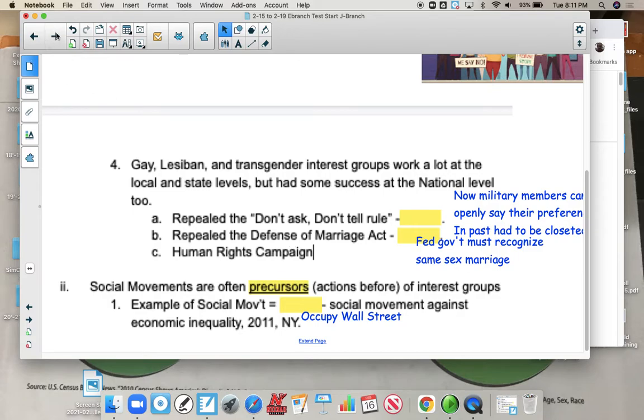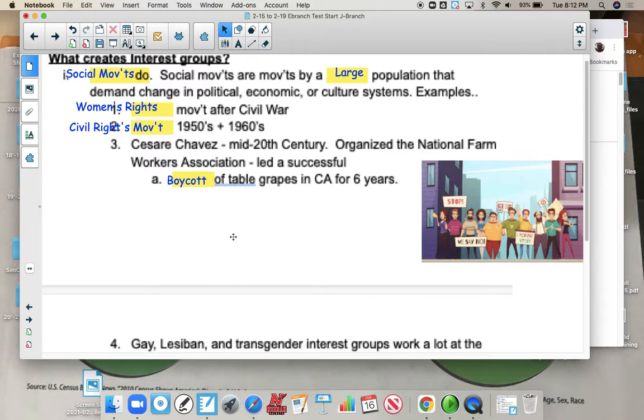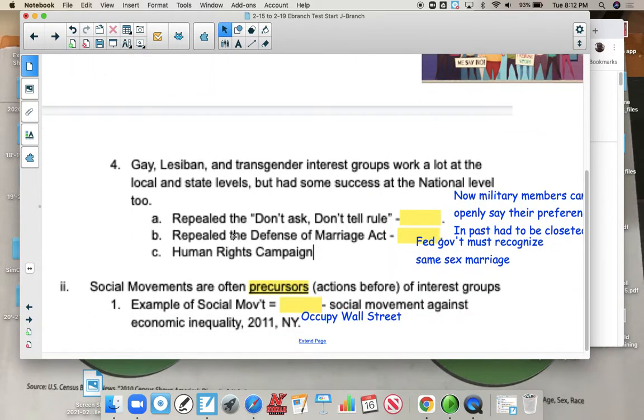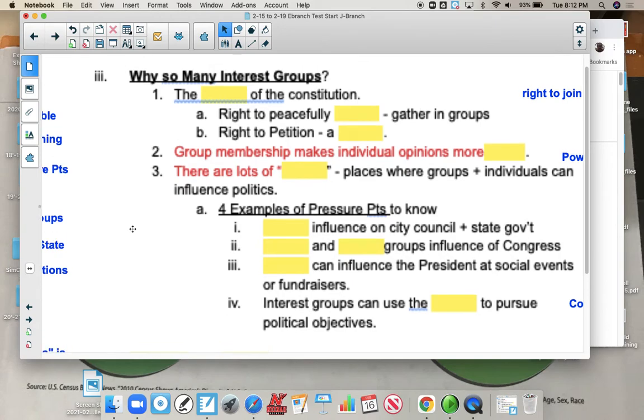Okay? So all this is, again, what creates interest groups, and we're finding that it is large populations of people that are demanding change that create these great big social movements, and out of those movements typically becomes an interest group. All right, so why are there so many interest groups? There are so many interest groups today because it is a right to join a group. It is protected by the First Amendment.